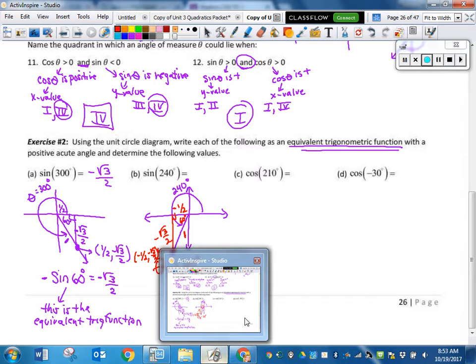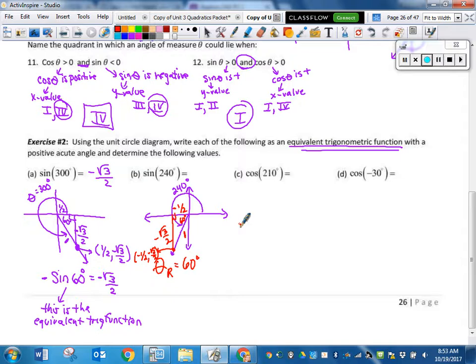Alright, but they are just looking for the sine of 240. Okay, so again, I know that the sine of 240 is my y value, so negative radical 3 over 2. And so to write it as an equivalent trig function, this one actually ends up being the same idea. So sine of 60 equals negative radical 3 over 2, but I have to make that adjustment and put that negative out in front.